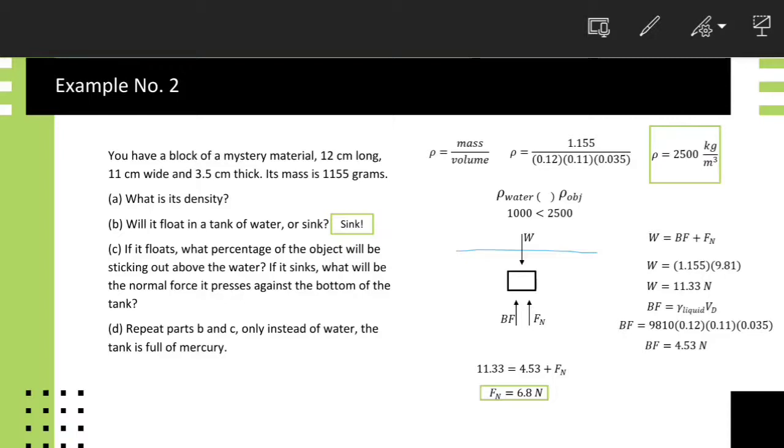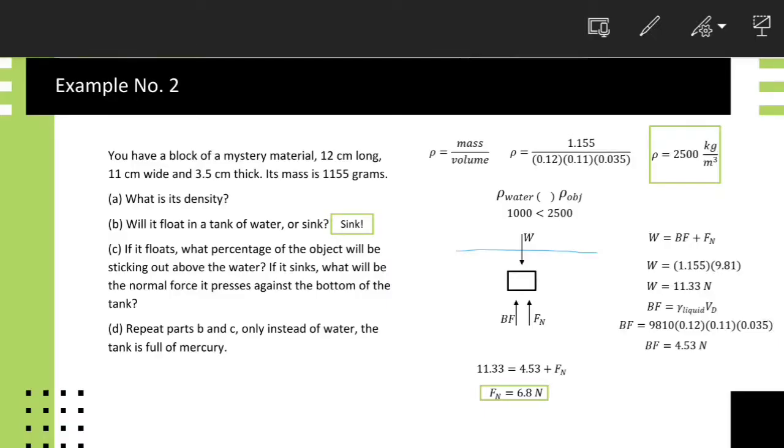So, ayun. After that, sabi niya dito, babalikan natin yung letter D. Letter D is equal to repeat parts B and C. So, mapapalitan lang yung liquid na ginamit. Ang liquid naman na ginamit dito sa letter D is, papalitan natin yung water ng mercury.